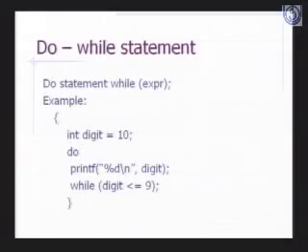If the loop is to be executed even once, then do while should be used, and then the condition is tested, and it goes for the second iteration based upon whether the condition is true or false.